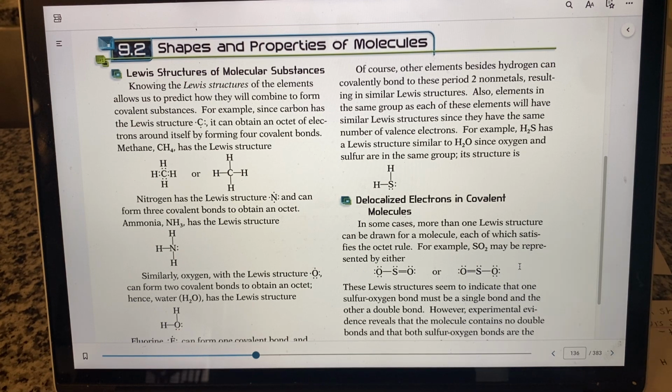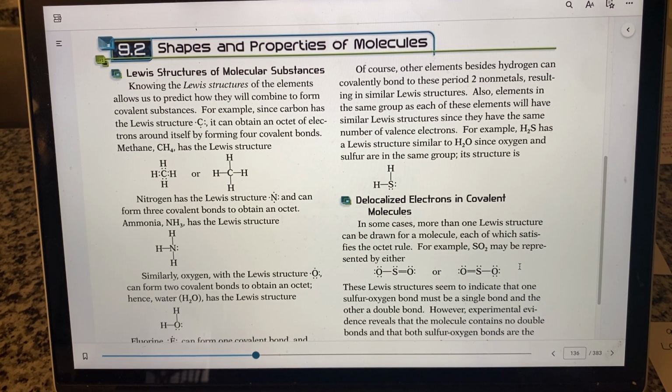Basically, we start with the Lewis structure, and these are the Lewis structures here. The Lewis structure can predict how different atoms or molecules may form covalent substances. So we're going to talk about covalent. We're not talking about ions now. We're talking about sharing. Covalent means sharing.